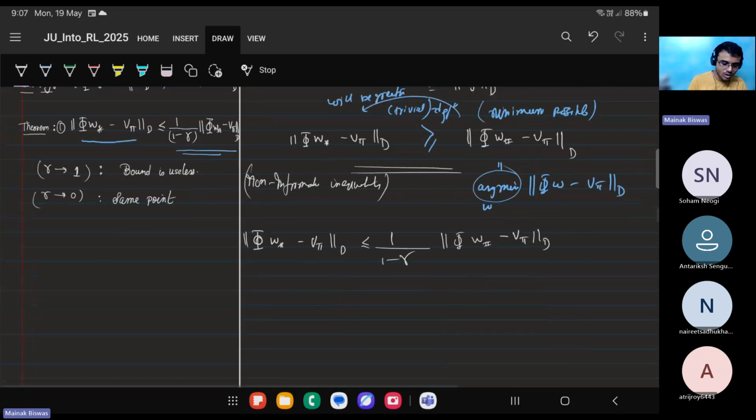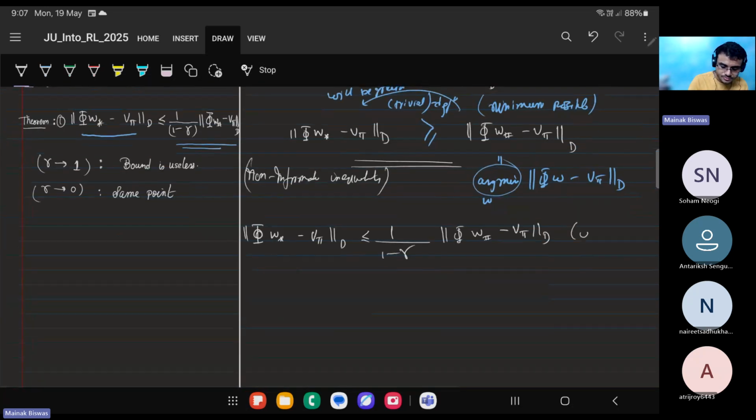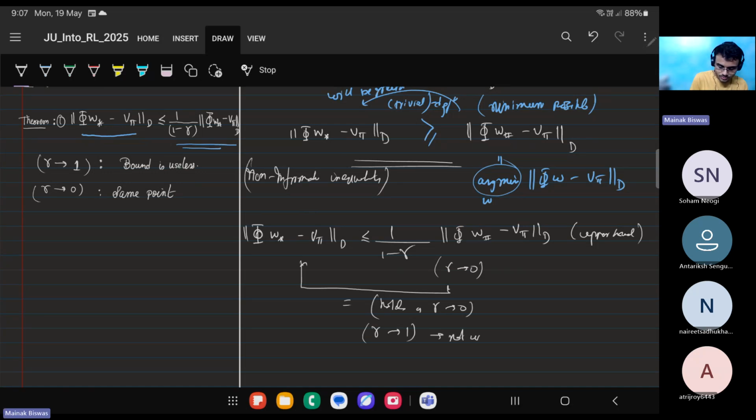But if I have a bound like this, an upper bound like this, you see that if gamma goes to 0, they're almost equal. Correct? So equality holds as gamma goes to 0. As gamma goes to 1, it's not useful, because this again blows up to infinity.